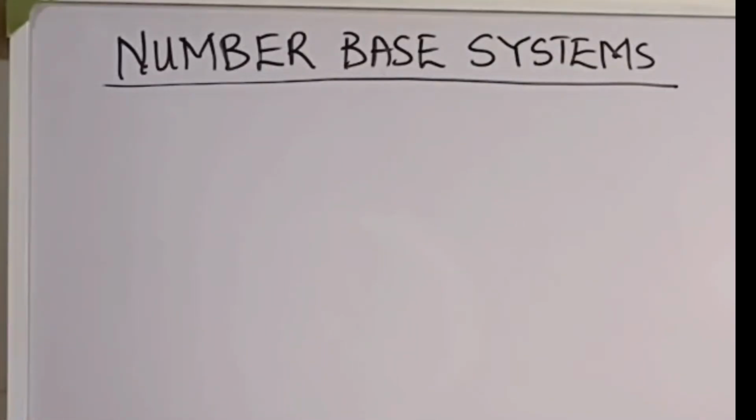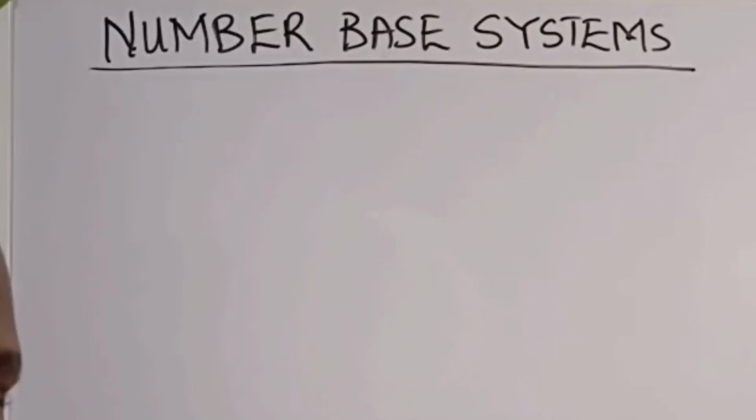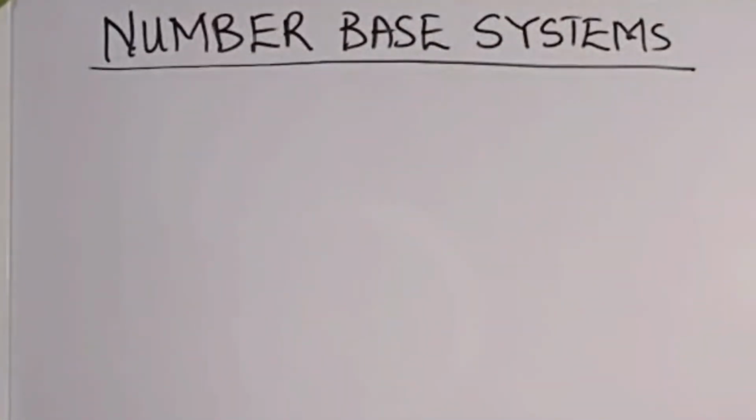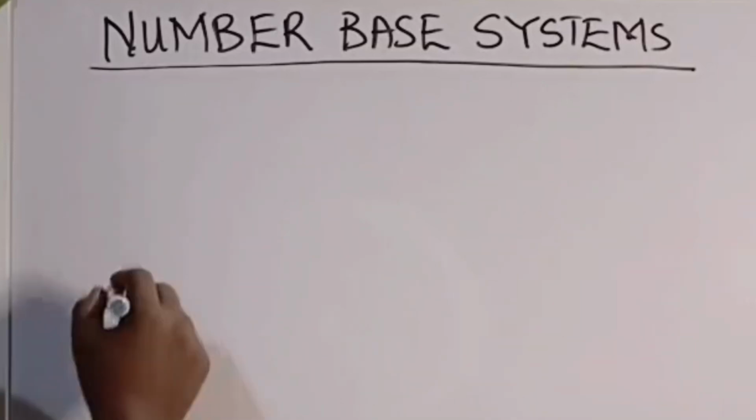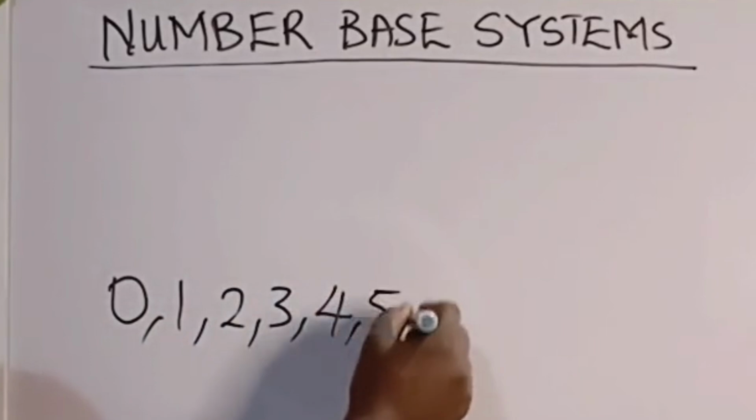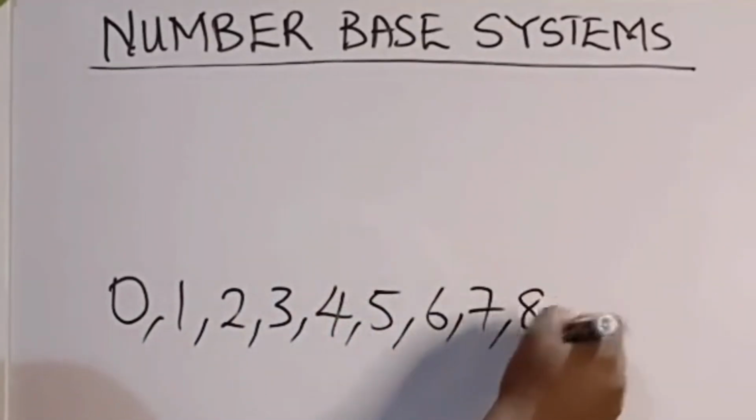Number-based systems: we're going to be looking at the different ways of numbering, and then we're going to see how to convert from one numbering system to another. Different civilizations have their different ways of counting. In our modern society, we count from 0 to 9: 0, 1, 2, 3, 4, 5, 6, 7, 8, and 9.